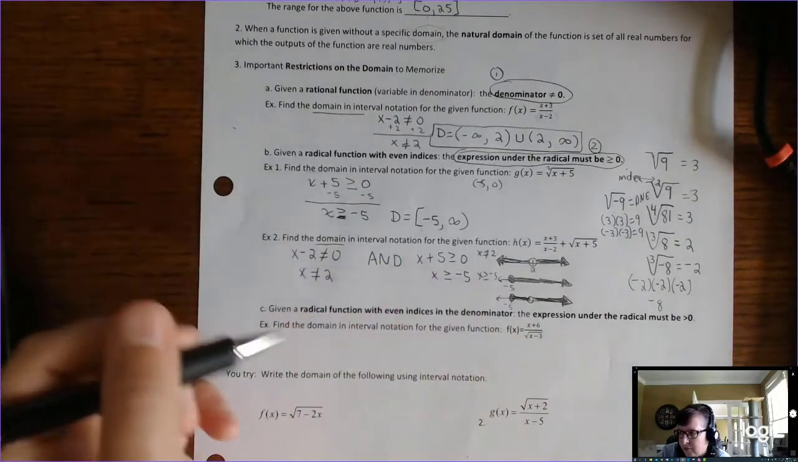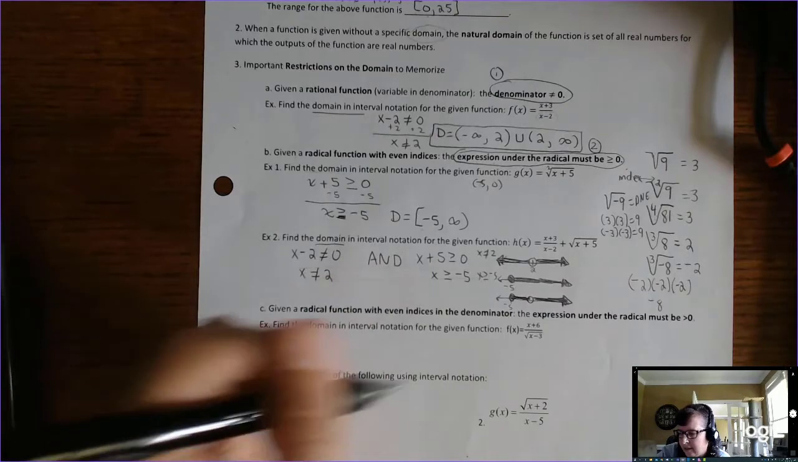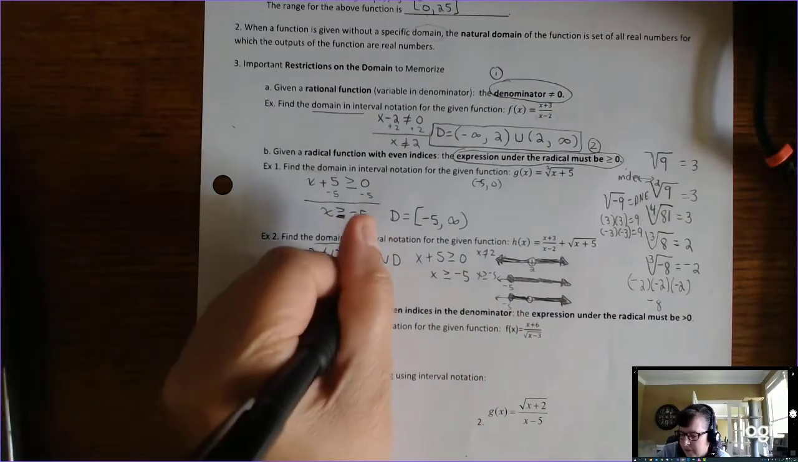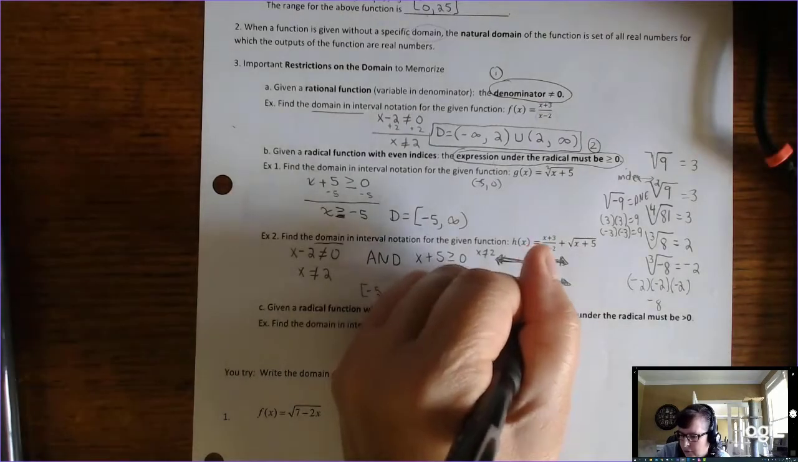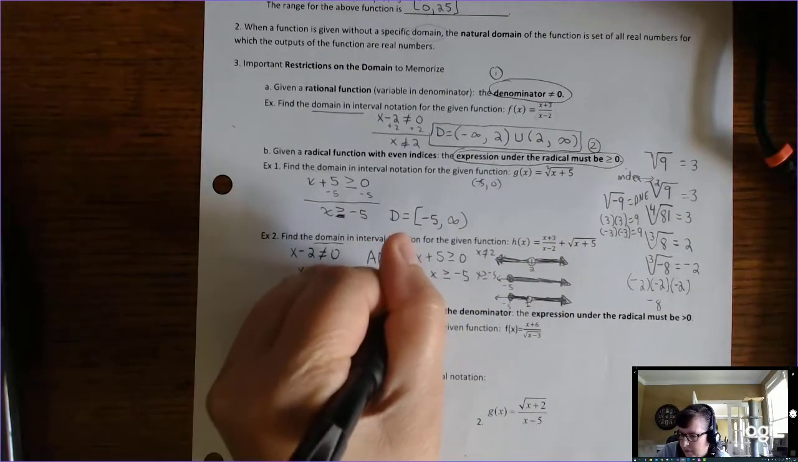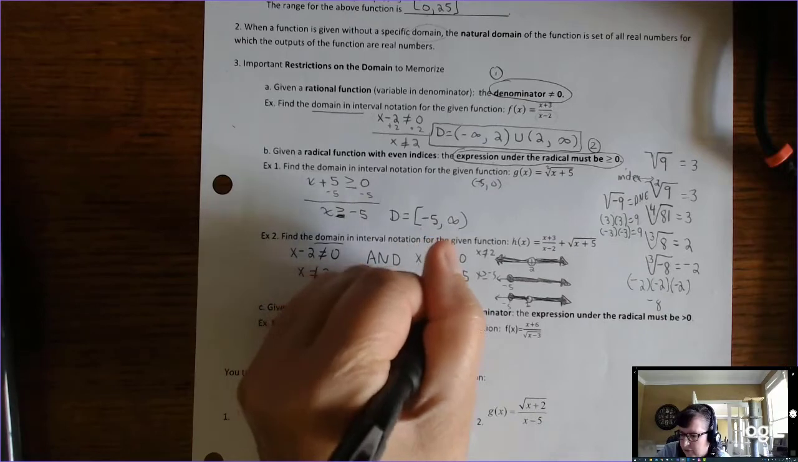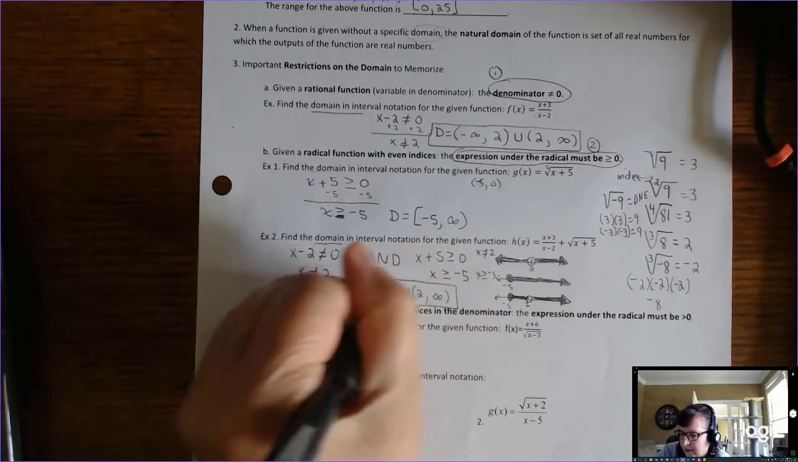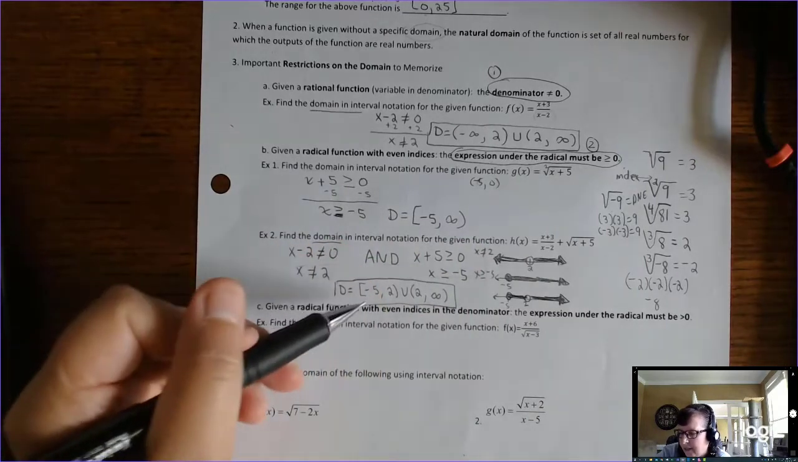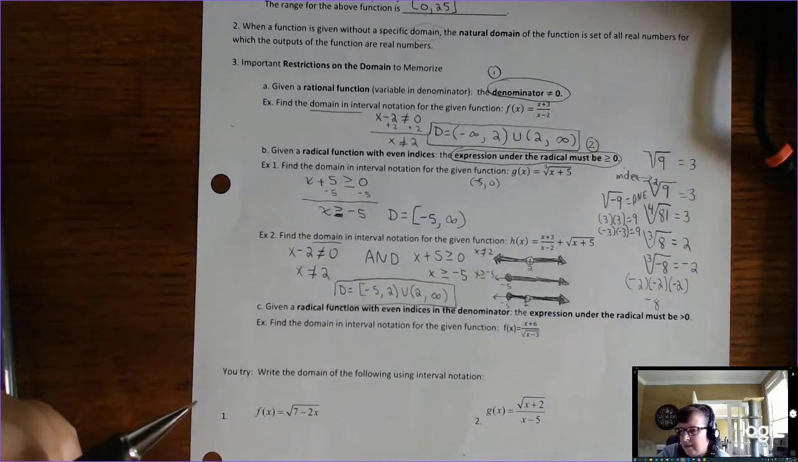So this is the graph of both of these things. And what does this graph look like? Well, that starts out at bracket -5, and it goes to 2, but it has to hop over 2, and then it goes to infinity. So this is the domain of this function here. Any number greater than or equal to -5 except for 2 is what it's saying.